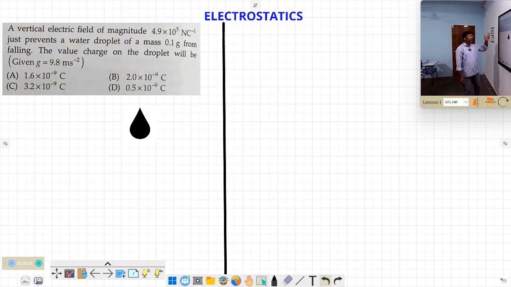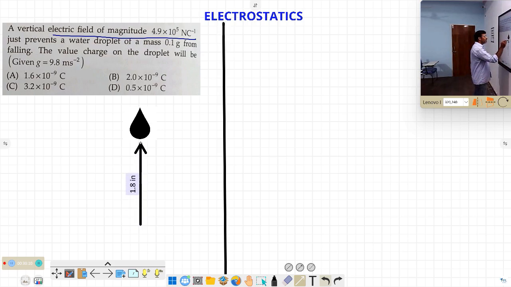Now look at one of the important model problems. A vertical electric field of magnitude 4.9 into 10 power 5 Newton per Coulomb is applied. Vertically means upward direction. So we are applying the electric field like this. The value of this electric field is E equal to 4.9 into 10 power 5 N C^-1, applied just to prevent the water drop of mass 0.1 gram from falling.